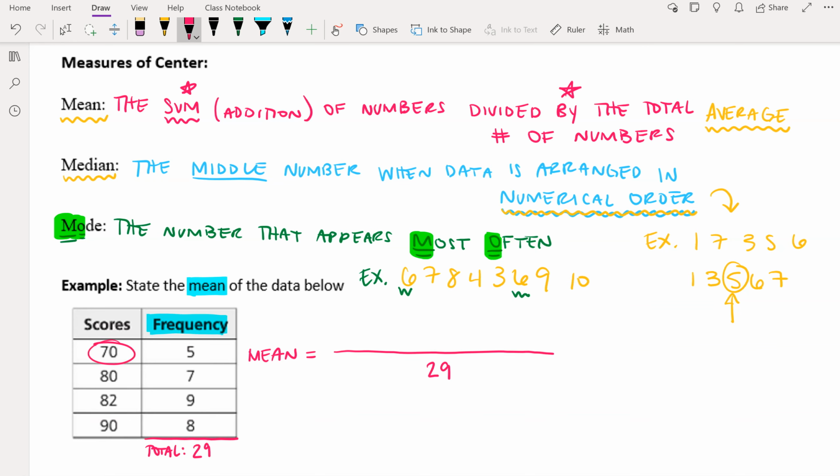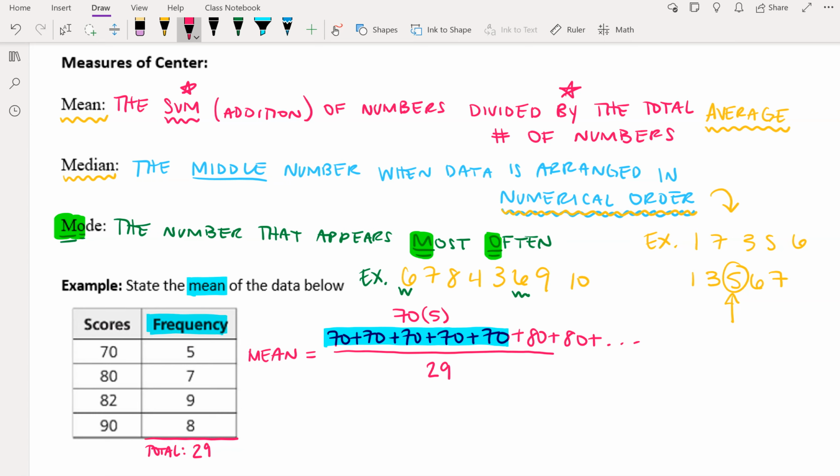We can write the score 75 times. So we could do like 70 plus 70 plus 70 plus 70 plus 70. And then write the score 87 times. So we'd say plus 80 plus 80 plus dot dot dot. We can keep doing that. Or we can make our lives easier. And instead of writing 70 five times, what is this the same as? 70 added 5 times is the same as 70 times 5.